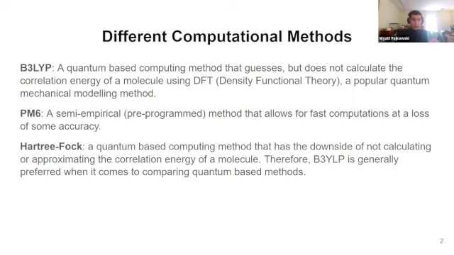We also investigated another quantum method called Hartree-Fock, which has a downside of not approximating the correlation of the energy of the molecule. Therefore, regarding quantum methods, we did choose to use B3LYP. The last method we were introduced to is PM6 or PM7, a semi-empirical method, which is the fastest method, but it does unfortunately lose some accuracy, so we did not use that. I will turn it over to Audrey to talk about submitting files in GaussView.